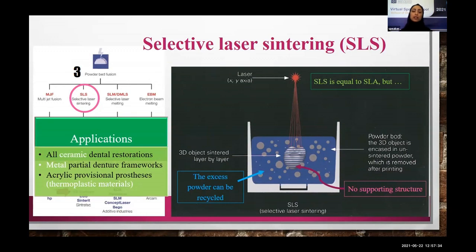The powder can be ceramic, metal, or thermoplastic material. And in dentistry, SLS can be used to produce all ceramic dental restorations, metal partial dental frameworks, and acrylic provisional prosthetics.